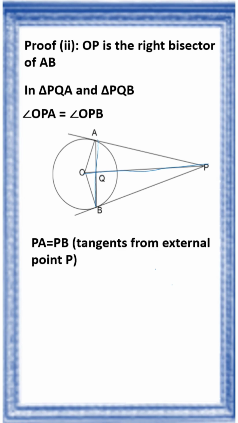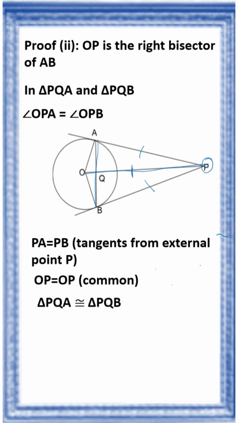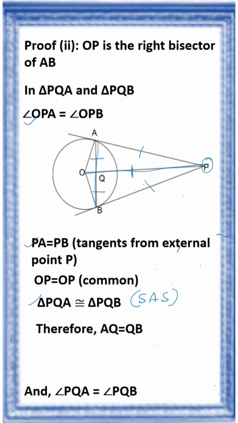So, PA is equal to PB because they are the tangents from the external point P. OP is common. So, triangle PQA is congruent to triangle PQB. Why? Side, angle, side criterion. Therefore, AQ is equal to BQ. And angle PQA is equal to angle PQB. Why? Corresponding parts of congruent triangles.